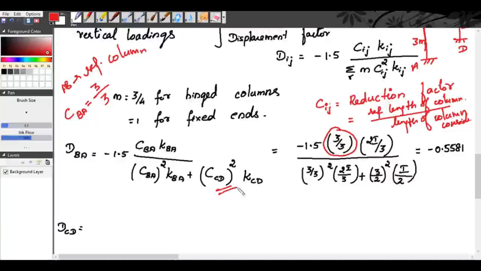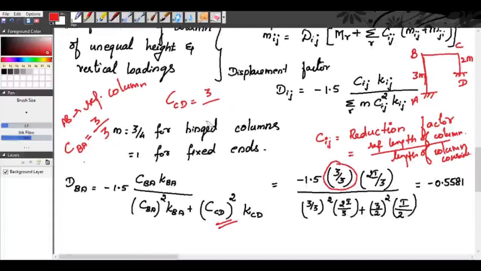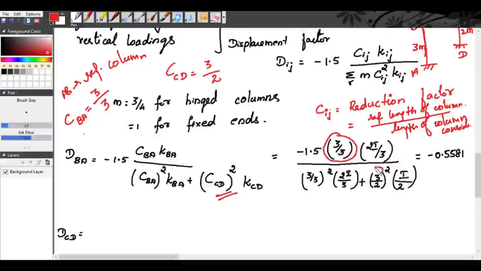Similarly, for CCD, CCD will be equal to reference column length is 3 because reference column is AB. So, reference column length is 3. The column to be considered, CD, is 2. So, it is 3 by 2. Here you can see it is 3 by 2. Okay. So, other things we have found earlier. So, we get which is equal to minus 0.5581.